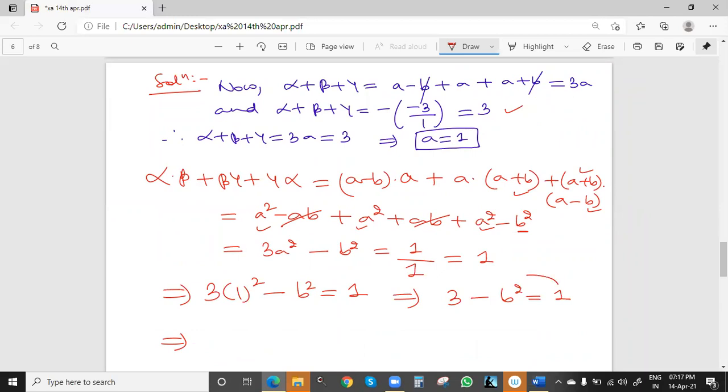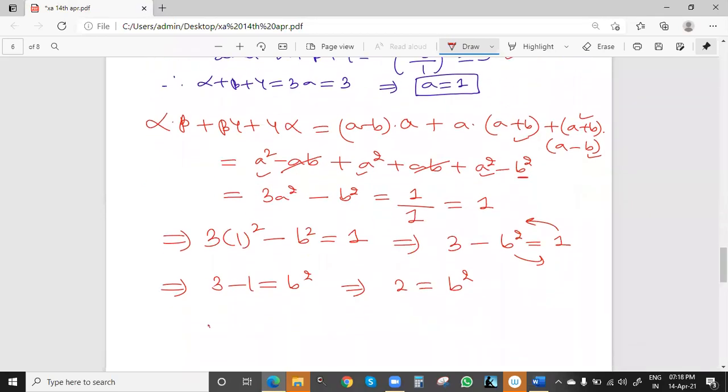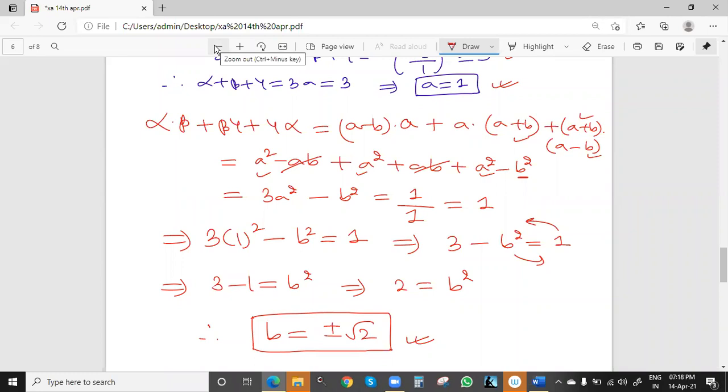So 1 will go to the left hand side and B square will go to the right hand side. So 3 minus 1 equal to B square. This implies 2 equal to B square, or we can say B square equal to 2. Hence we got B value as plus minus root 2, because B square means two values, quadratic form. So A value we got 1 and B value as plus minus root 2.